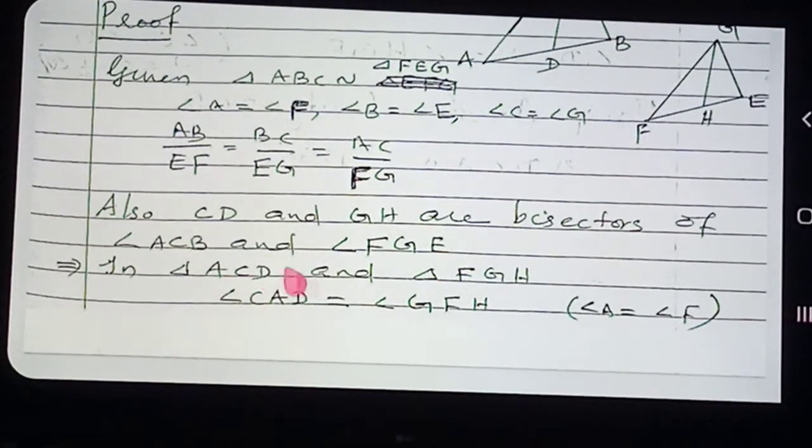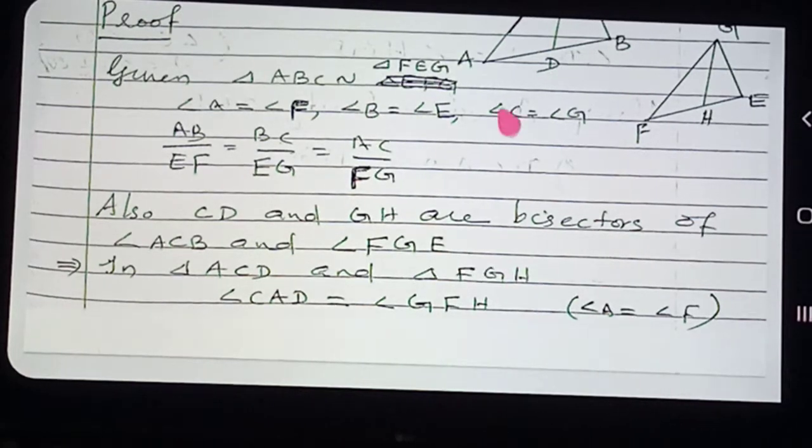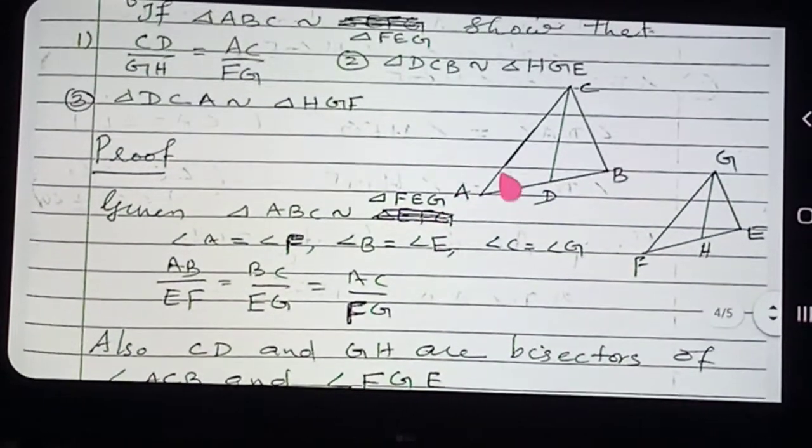Triangle ACD and triangle FGH are taken. Can you prove these two triangles similar? I can only explain this in the diagram; simply explaining, you will not understand anything. See here. How can we prove these two triangles similar?